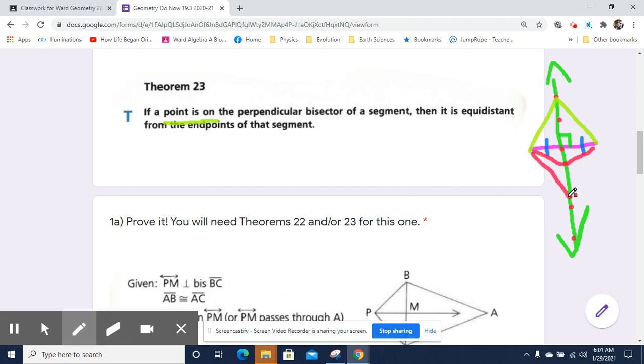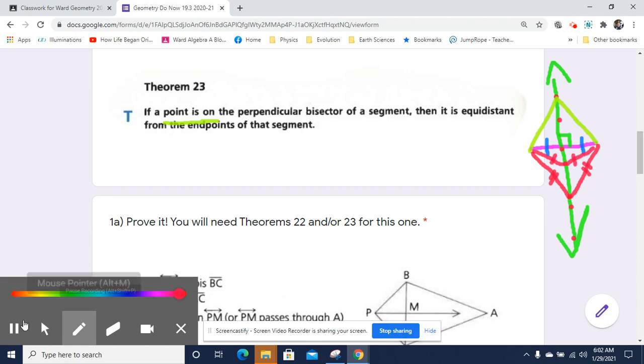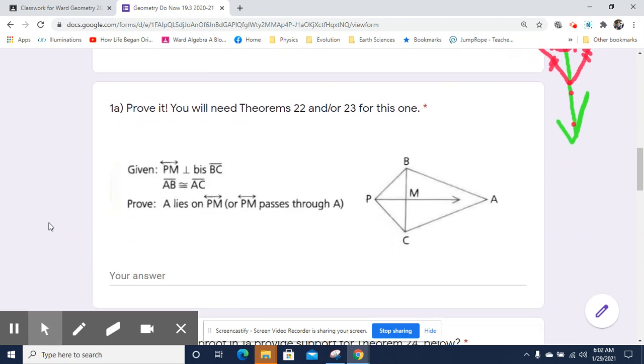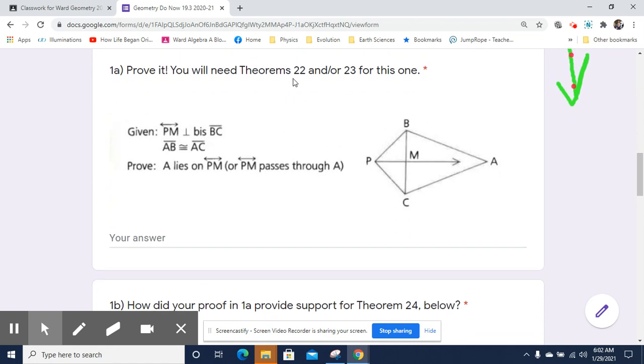Those are equidistant. Those are equidistant. Every single point, forever. Okay, so I hope that clarifies a bit about what Theorem 22 and 23 are about. So here you're going to need Theorems 22 and 23 for this one.